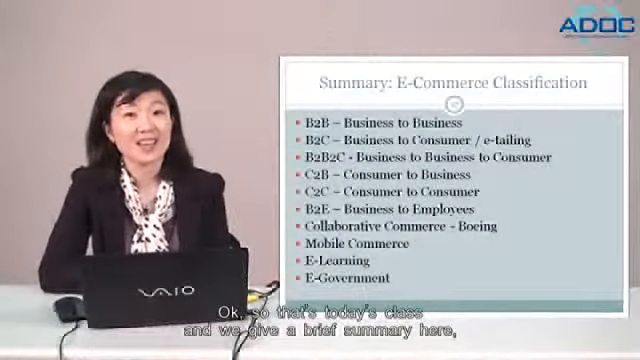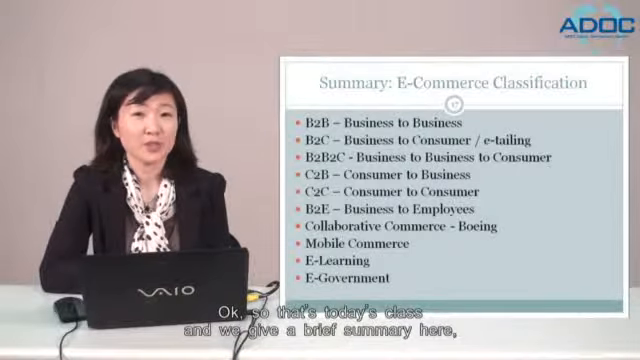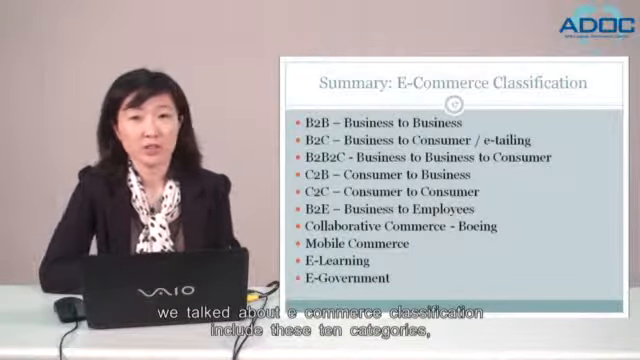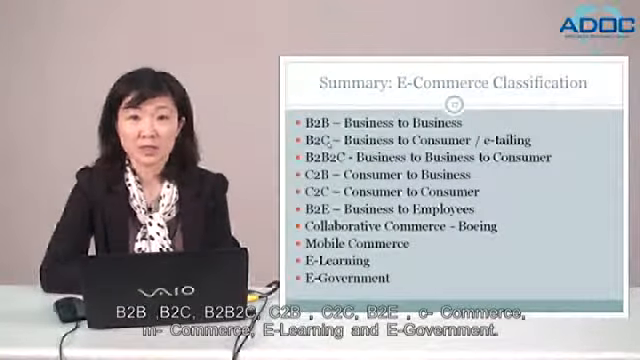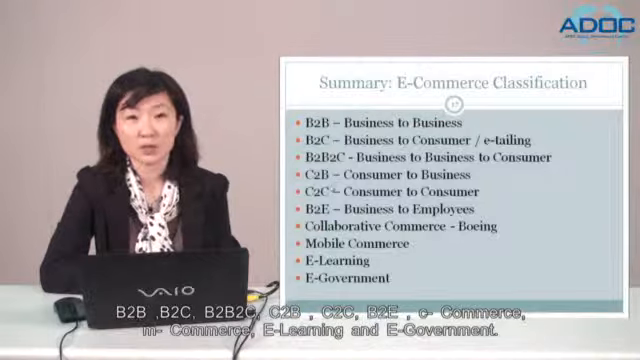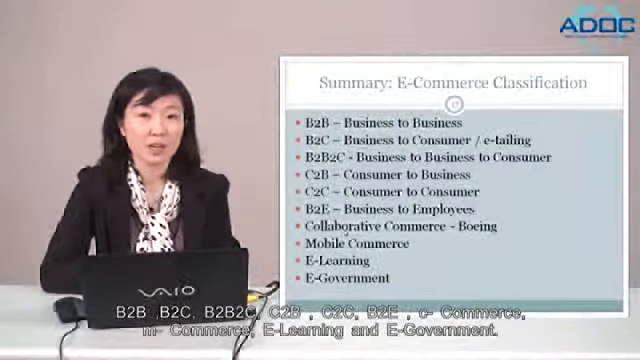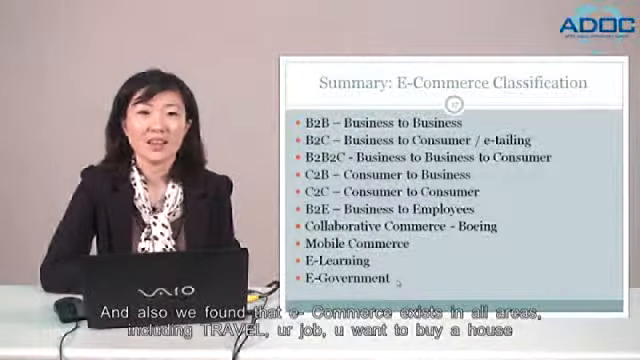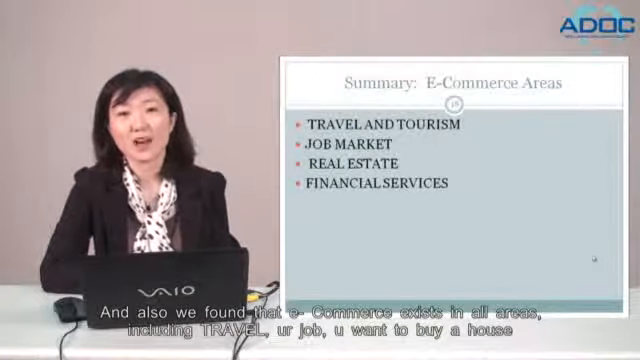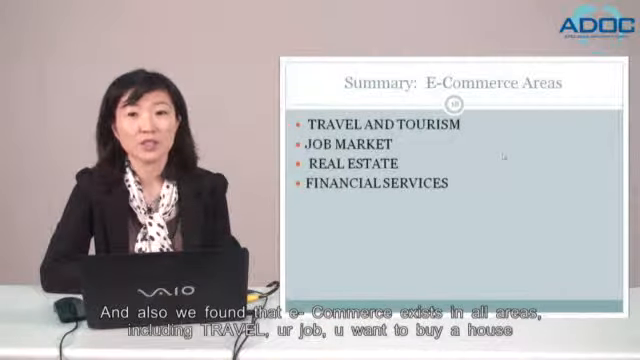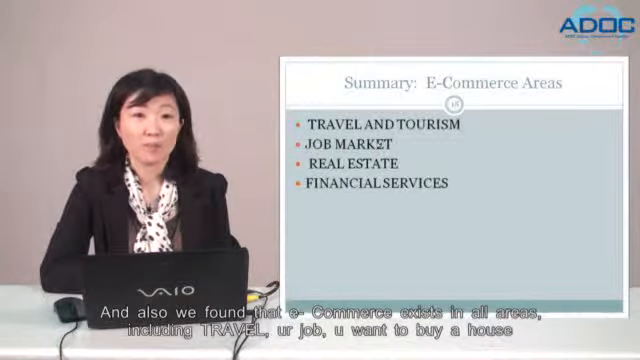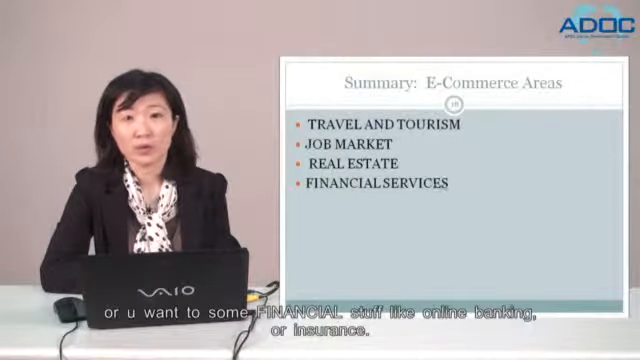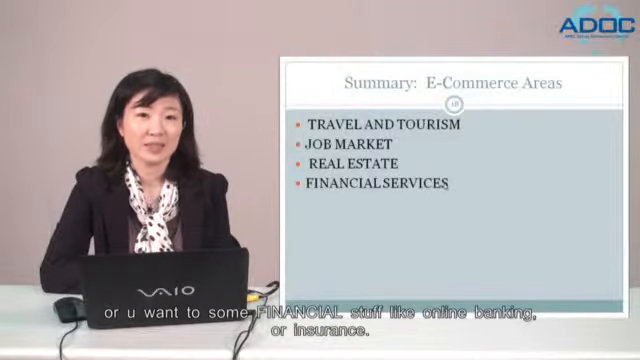Okay, so that's today's class, and we give a brief summary here. We talked about e-commerce classification, which includes these 10 categories: B2B, B2C, B2B to C, C2B, C2C, B2E, C-commerce, M-commerce, e-learning, and e-government. And also, we found that e-commerce exists in all areas, including travel, your job, buying a house, or doing some financial stuff like online banking and insurance.